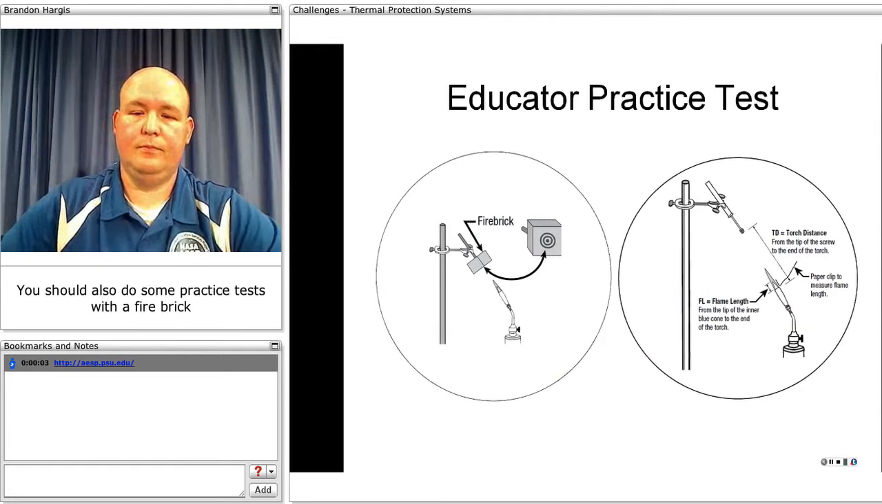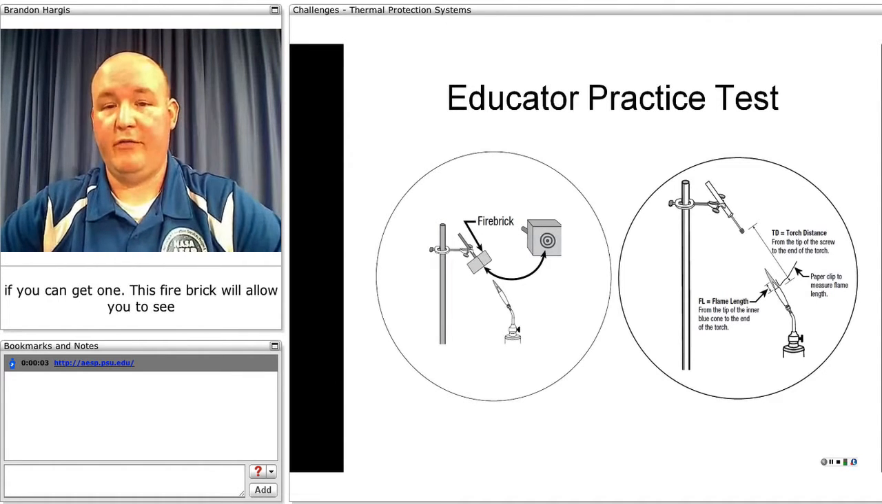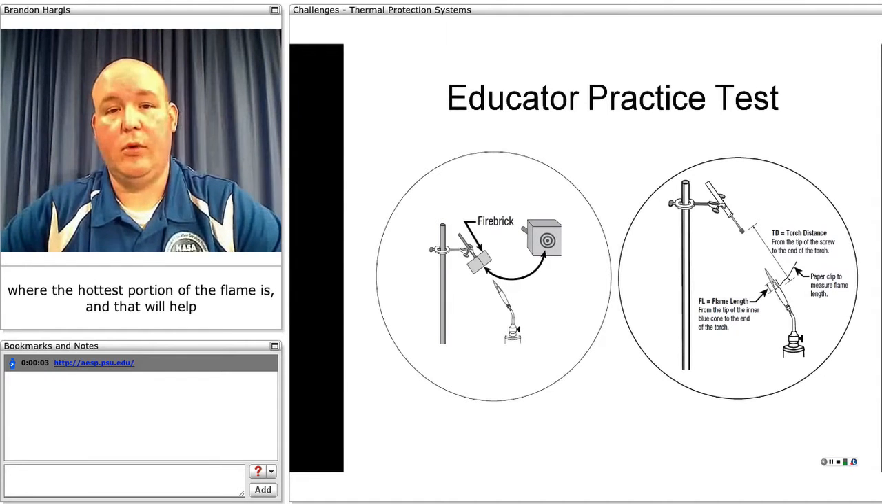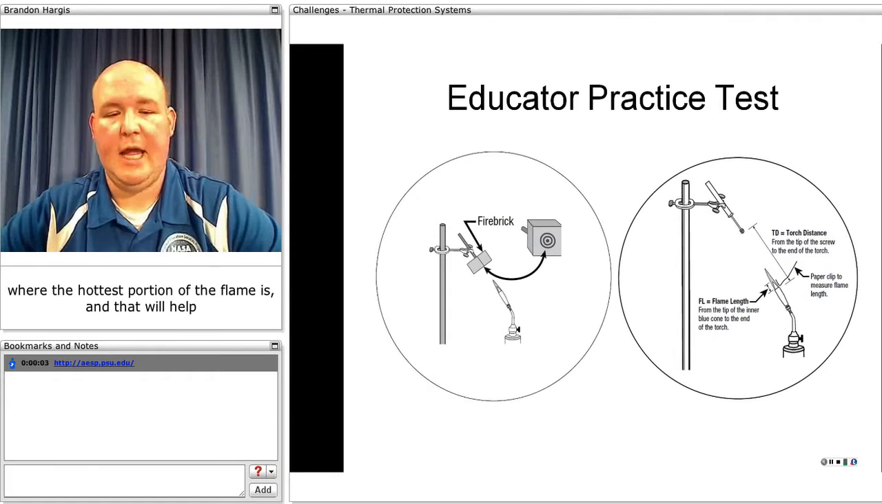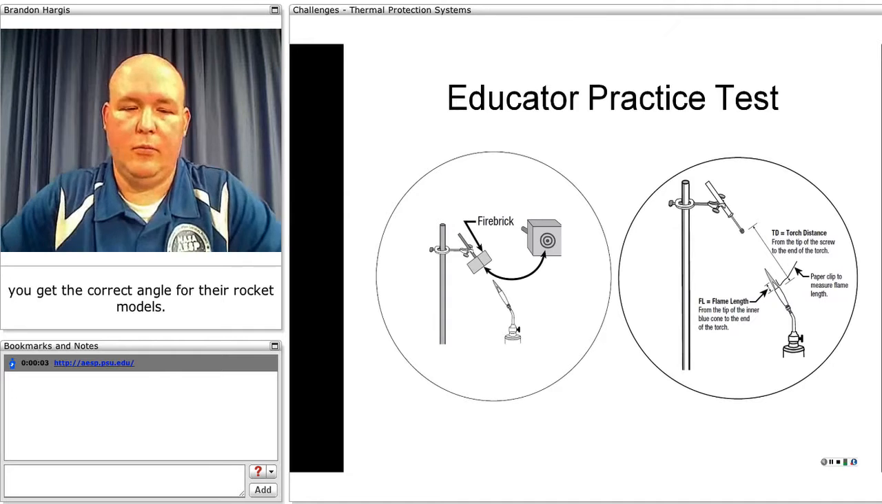You should also do some practice tests with a fire brick, if you can get one. This fire brick will allow you to see where the hottest portion of the flame is, and that will help you get the correct angle for their rocket models.